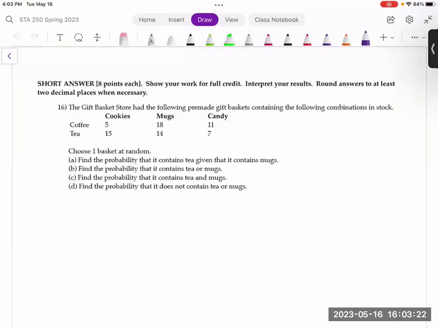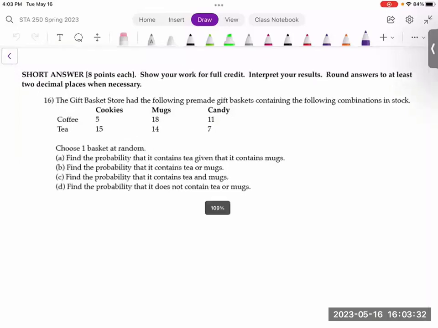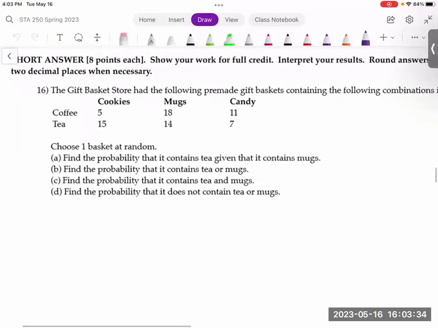Okay, question number 16. They give you this table and you have cookies, marks, candies, coffee, or tea, right? Now, the first question they are asking for: find the probability that it contains tea given that it contains marks. So let me write it mathematically, right? A is the probability of contains T, so T is for tea, given it is containing marks.